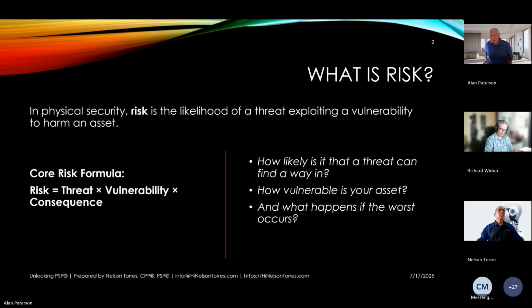The core risk formula brings all those variables together: threat, vulnerability, and consequence. Risk equals threat multiplied by vulnerability multiplied by consequence. How likely is it that a threat can find a way in? How vulnerable is your asset? And what happens if the worst occurs? Again, this is the core risk formula.